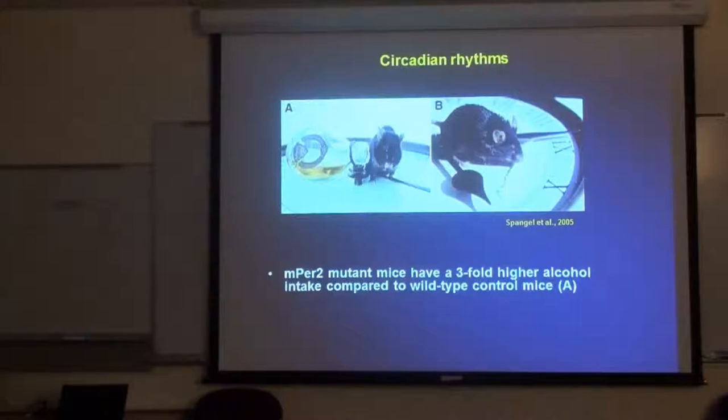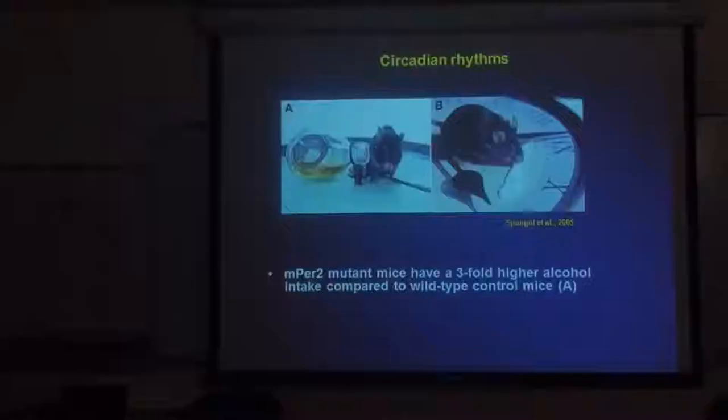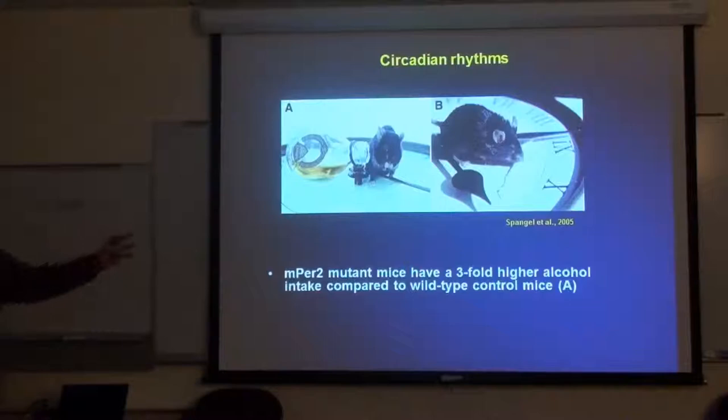Now, I thought I had this slide next. I know what I was going to tell you. So back to the self-administration. People have demonstrated in other studies that you can manipulate aspects of circadian biology and demonstrate that animals will change their behavior in these paradigms.